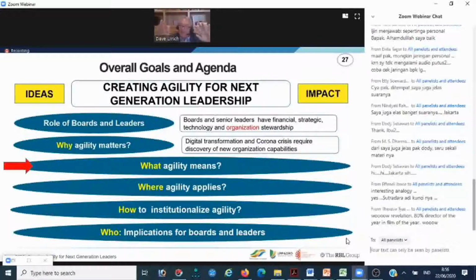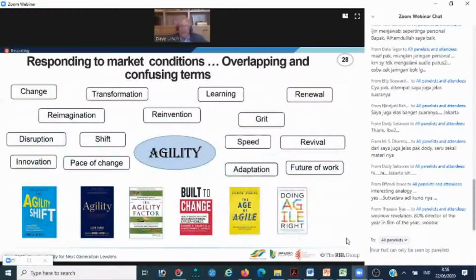I've talked about ideas with impact with the boards. We can have financial, strategic, and technological, but we have to build an organization. Digital transformation is happening all around us. The corona crisis and a future crisis in Indonesia requires discovery of new organizational capabilities, particularly agility. So what does agility mean? Let me talk about this, then we'll take a break and see if there are a couple of questions.